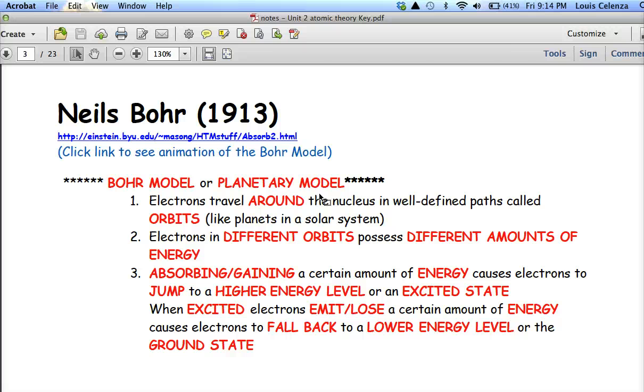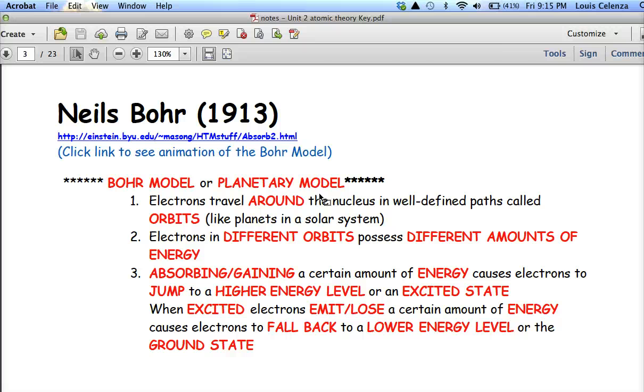Well, along came a guy named Niels Bohr in 1913 who said, I know why. Because the electrons are not motionless outside of the nucleus. They are moving around the nucleus similar to the way that the planets move around the sun in orbits. They contain different amounts of energy, and you can actually make electrons move from one energy level to another. We'll talk about that later.